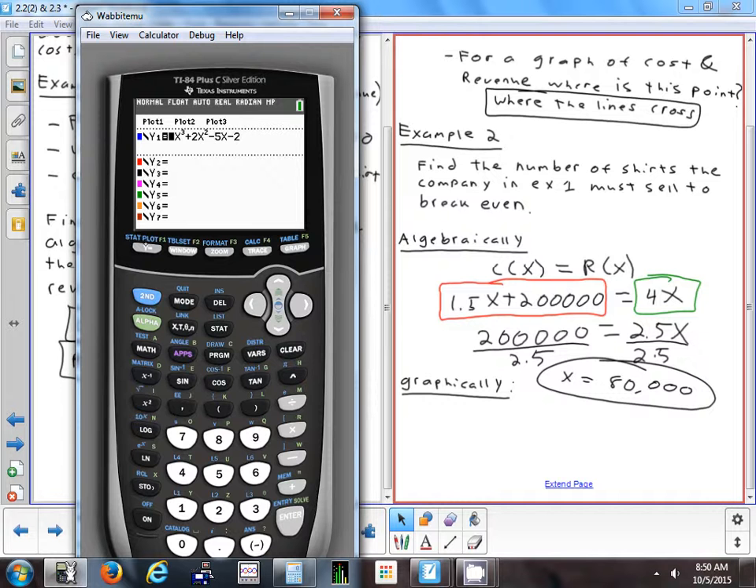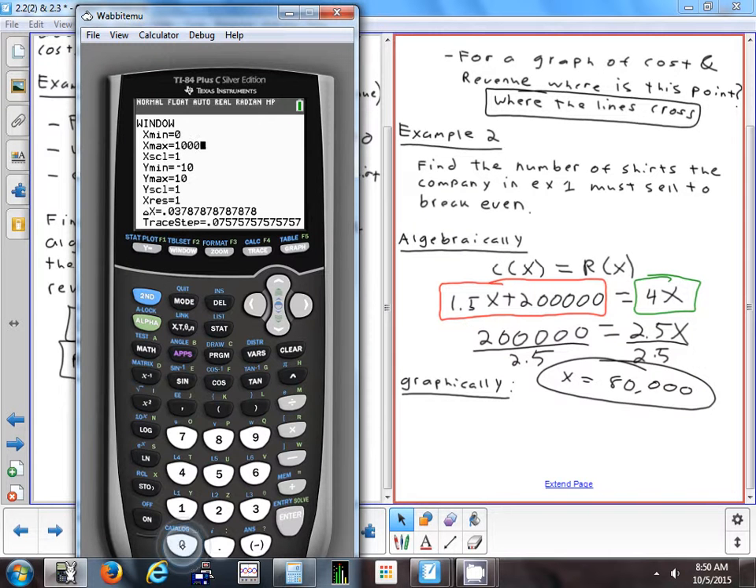All right, let's type it in. X. And the other one, 4x. All right, in this problem, would negative t-shirts make sense? No. So let's not worry about selling negative t-shirts. Okay. X max, we already know how many we need to go up to, but it's always good to go a little beyond it. So let's just go 100,000.